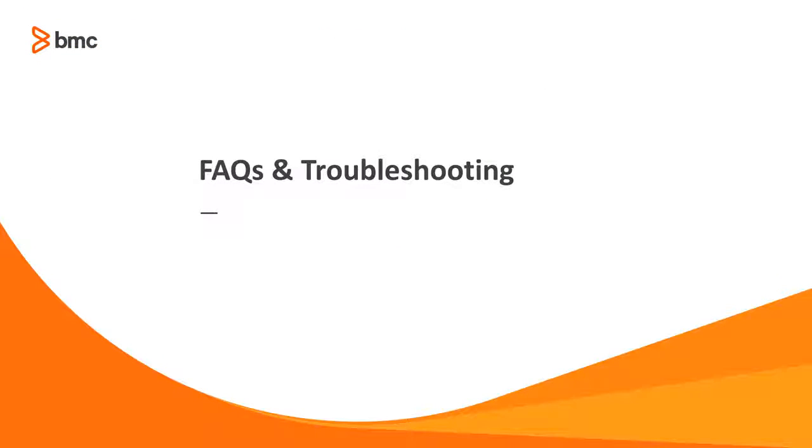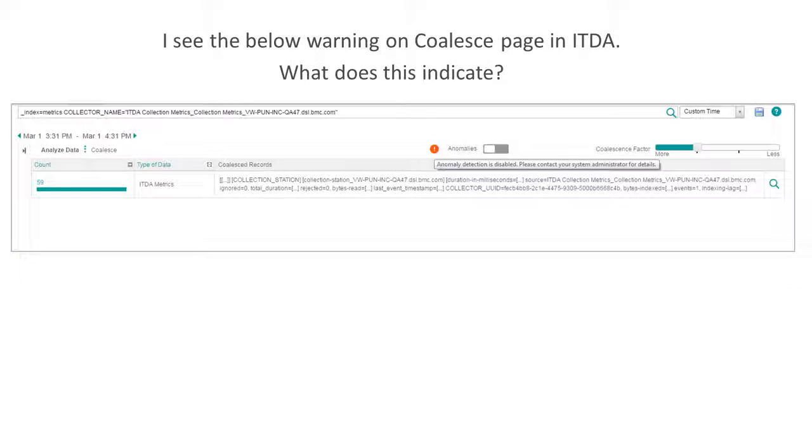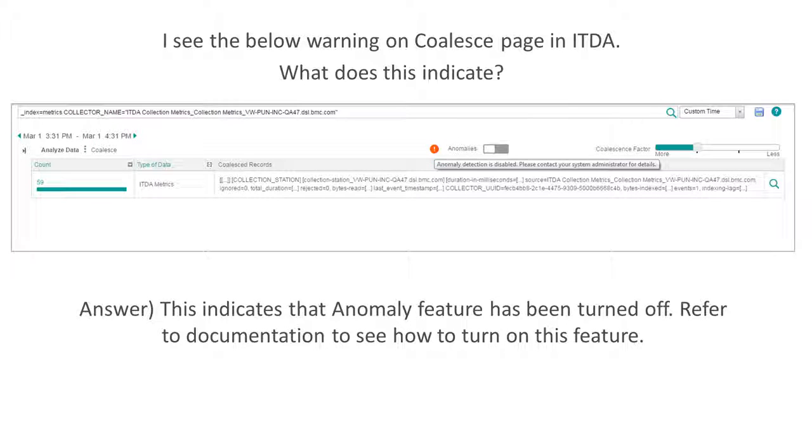Now we'll go through some frequently asked questions and troubleshooting examples. I have installed ITDA 2.7 fresh, and when I go to the coalesce page, I see a warning icon at the top beside the anomaly feature toggle. What does this indicate? Out of the box, anomaly is turned off and we need to enable it. See another related video on anomaly configurations on how to do this. It is however advisable to contact support before enabling this so that proper infrastructure recommendations can be provided.